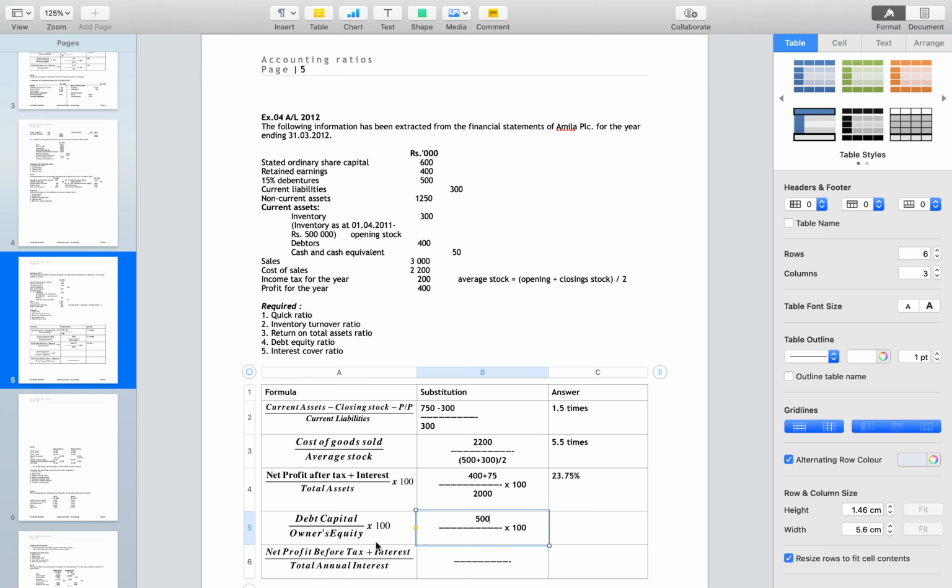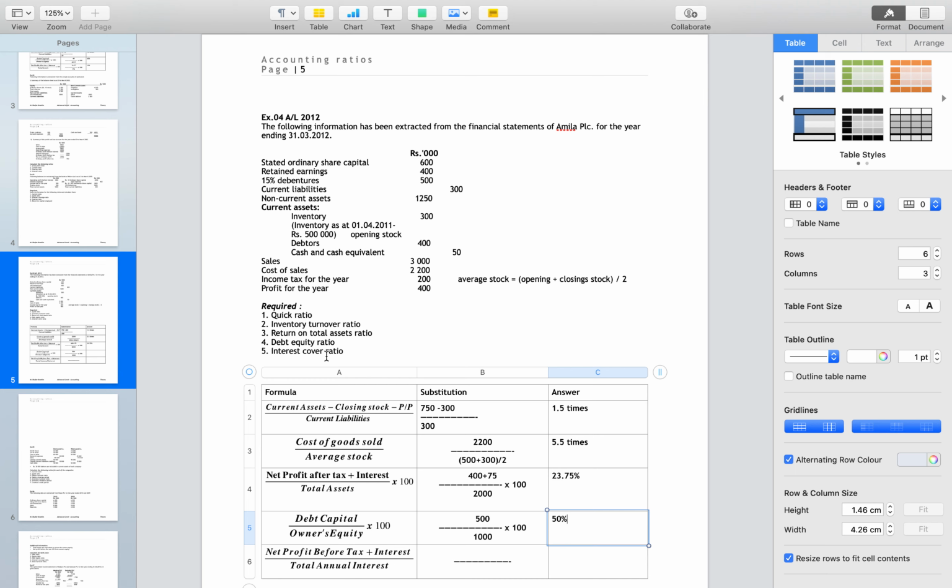Owner's equity, that one also I gave you the formula in the last video. Owner's equity means ordinary shares plus reserves. In this question, ordinary shares are 600. What do you mean by reserves? One more time: retained earnings, general reserve, and also revaluation reserve. In this question you don't see a general reserve or a revaluation reserve. The only reserve you see over here is retained earnings. So when I add these two together, I get 1000. Therefore the answer over here will be 50%.